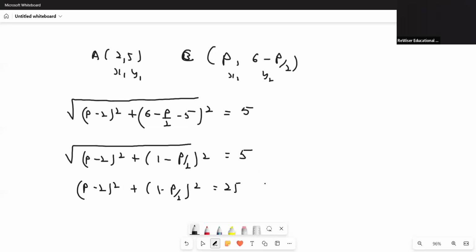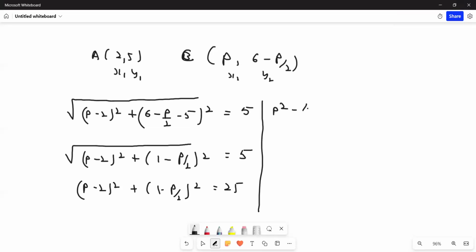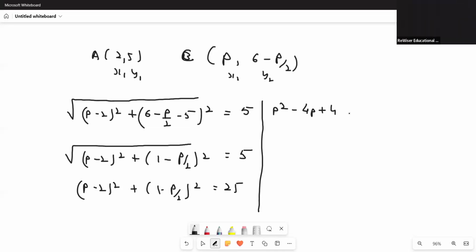And that should be equal to 25. Any doubts so far, Valencia? No, sir. So I'm just expanding, right? So that's plus 1. That's minus of p, right? And that's plus of p squared by 4. And that is equal to 25. Any doubts here?